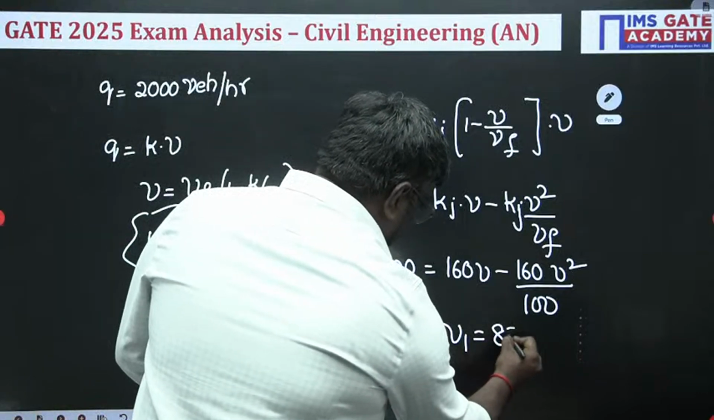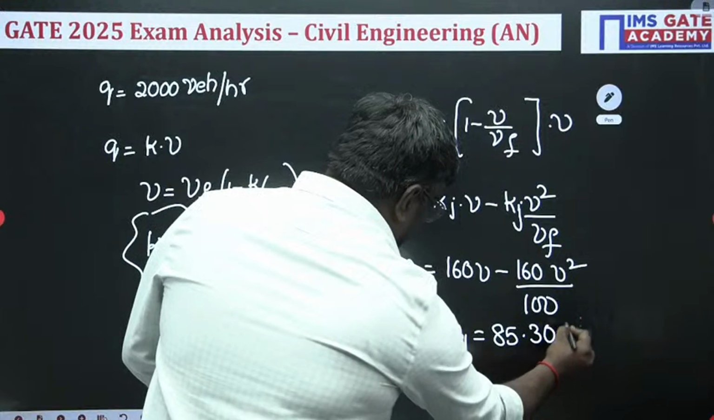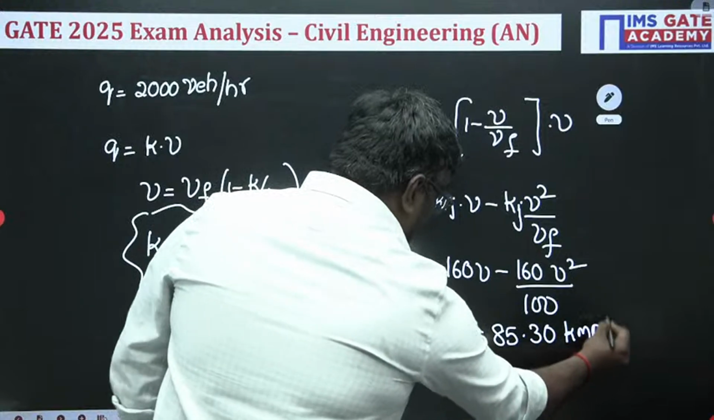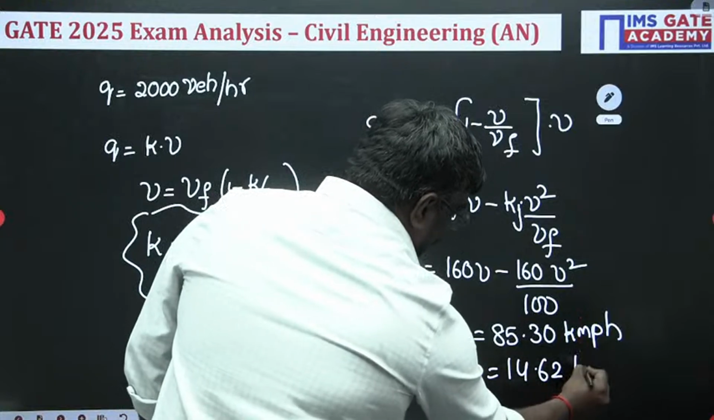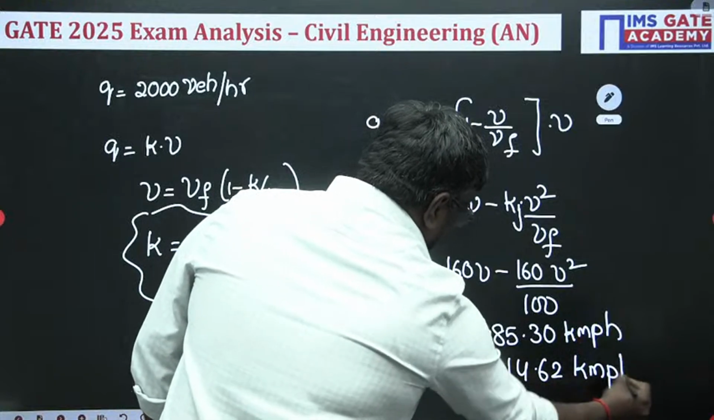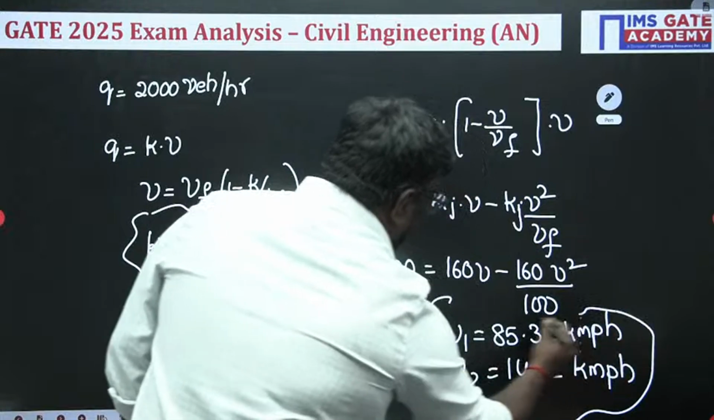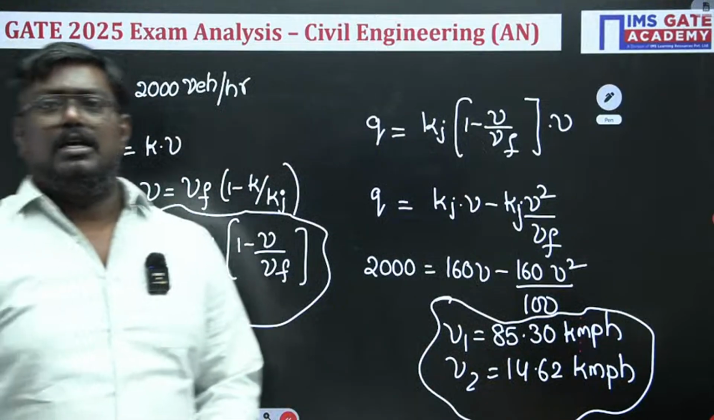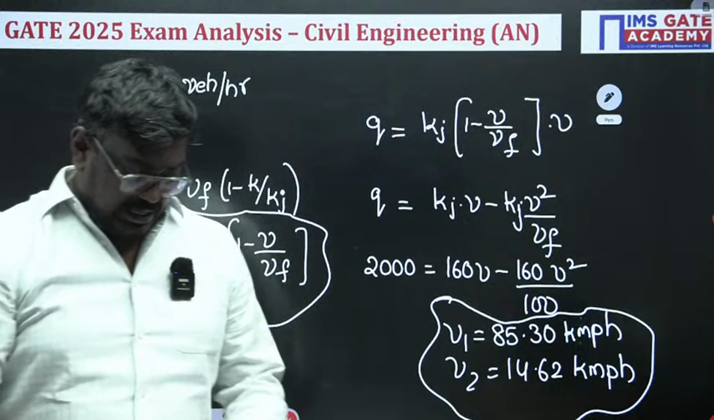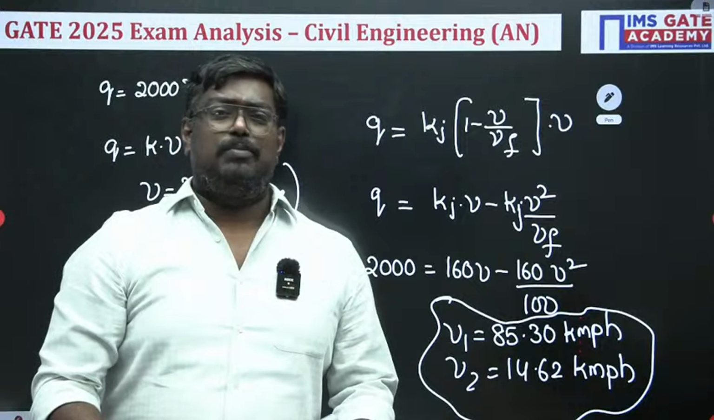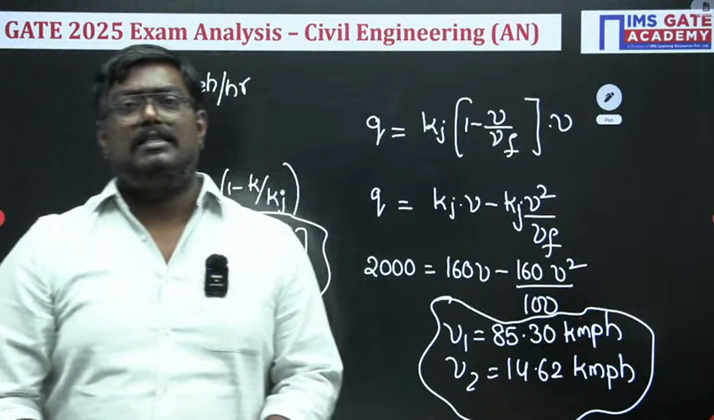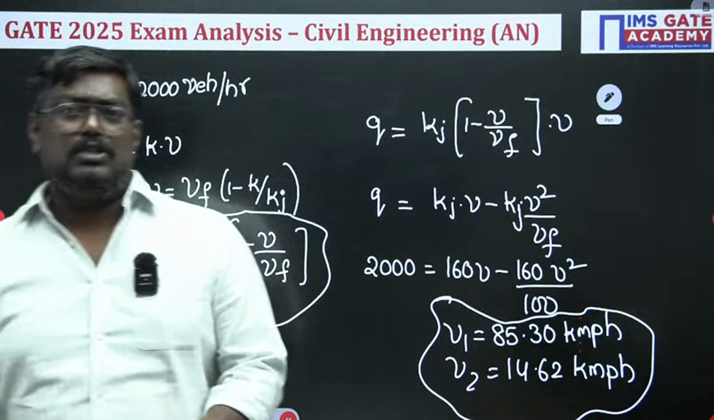Velocity V1 will be somewhere around 85.30 kilometer per hour and V2 will be 14.62 kilometer per hour. So this is the data; according to the data they have provided, these are the solutions. I hope you are clear. And let me tell you, my dear students, the questions which have come from transportation are basic standard questions, and these are the previous year standard questions which we have observed.